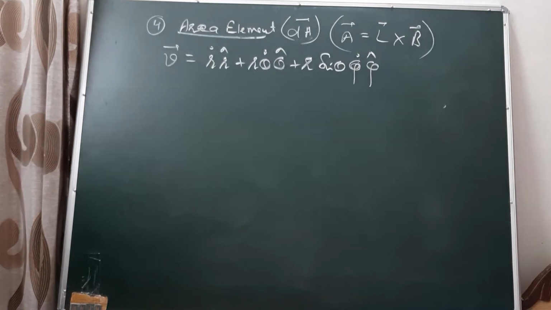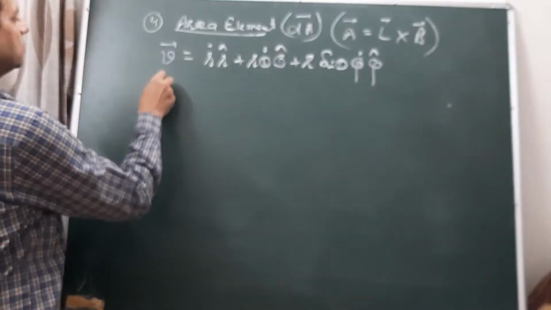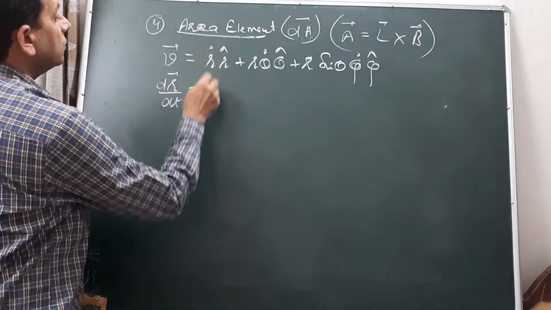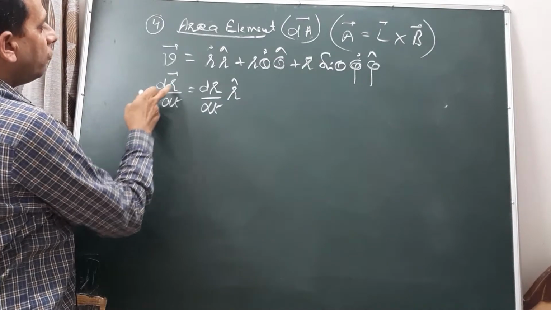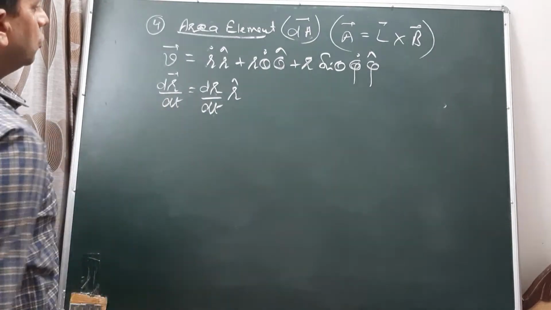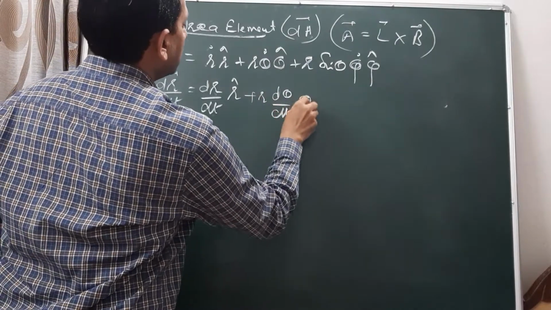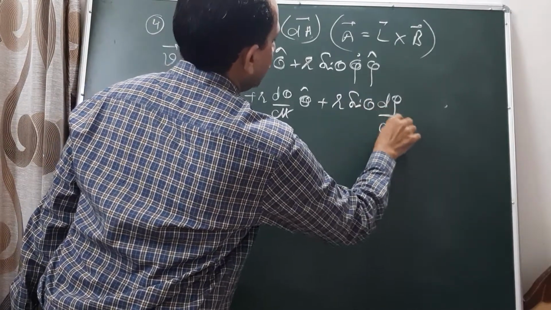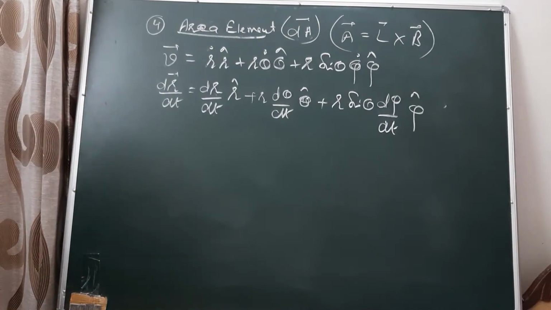Now I am writing this formula in derivative form. So V means dr upon dt, that is in derivative form. So r dot is dr by dt. Here it is derivative of r vector, but here derivative of r scalar. So there is a difference between two. Or r theta dot means d theta by dt into theta cap plus r sin theta d phi upon dt into phi cap.